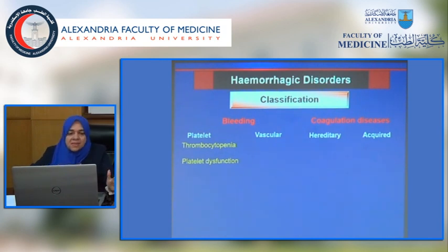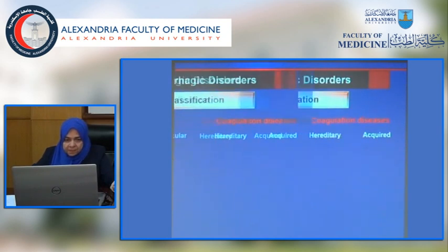Bleeding tendency and coagulation diseases. These are the two main problems in hemorrhagic disorders. For the bleeding tendency, they will include platelet problems or vascular problems. I will start with the platelet problems. Platelet problems or platelet disorders will be either a decrease in the number of platelets or thrombocytopenia, or a problem in the function of the platelets or platelet dysfunction.